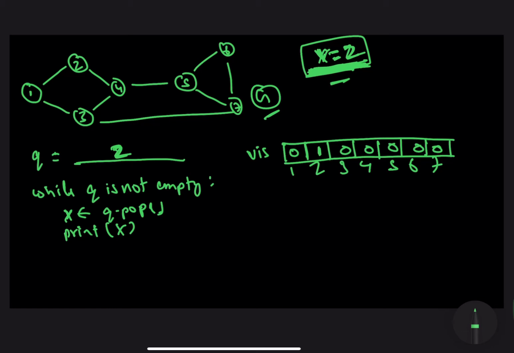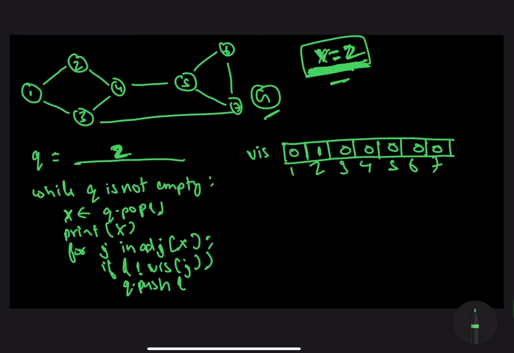All right, so let's say for j in adj x, where adj x is an adjacency list. For all the j's which are adjacent to x, if and only if this j was not pushed into the queue before, the check is if not vis j. So if and only if vis of j is equal to false, that is, j was not pushed into the queue before, we push this node j into the queue. So let's call it queue.push j.